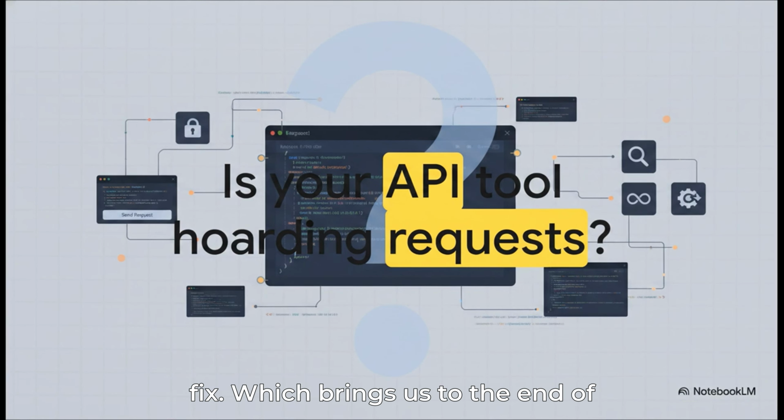Which brings us to the end of our explainer with a pretty provocative question for you to consider. Is your current API tool actually helping your codebase thrive? Or is it just acting as a silo, kind of hoarding your requests away from your team? If you want living documentation, zero context switching, and a way more streamlined workflow, it might be time to test your next API directly inside your editor.